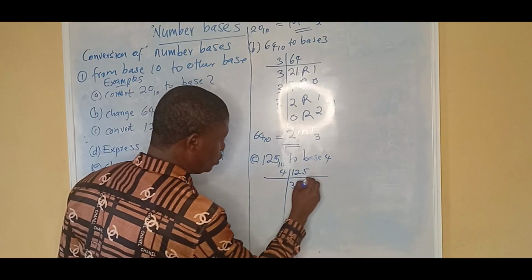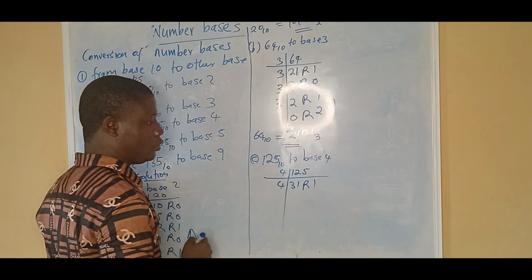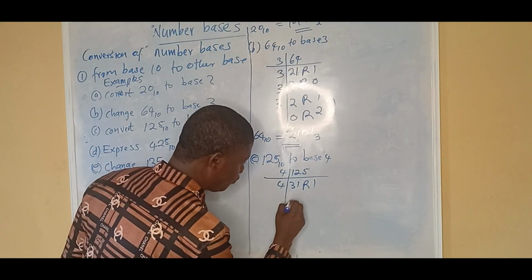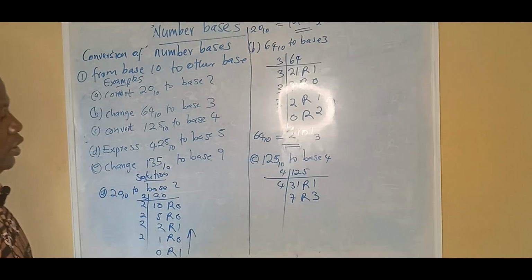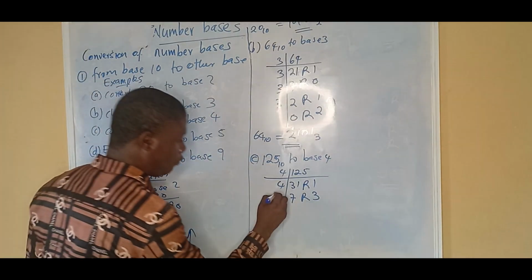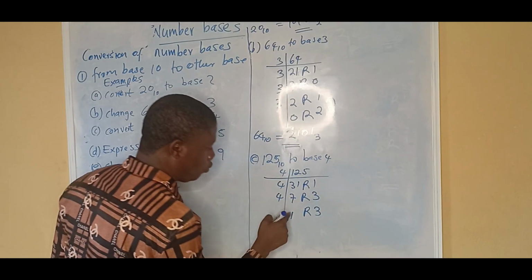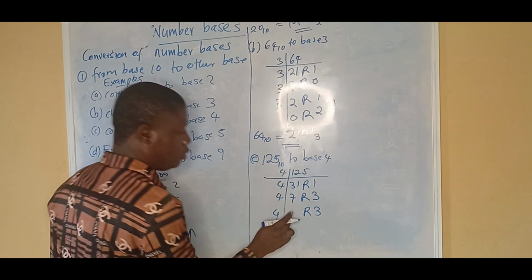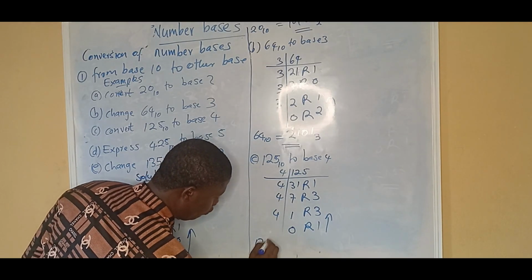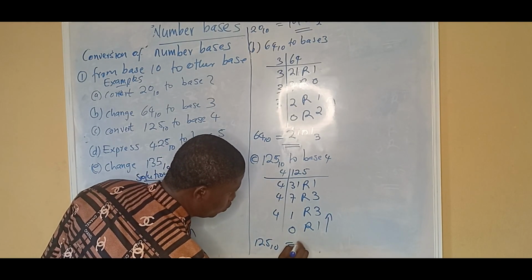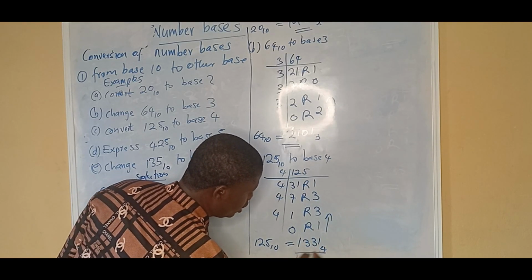31, remainder 1. 31 divided by 4 will give us 7, remainder 3. 7 divided by 4 will give us 1, remainder 3. 1 divided by 4 will give us 0, remainder 1. So we count upward. That means that our 125 in base 10 is equal to 1331 in base 4. So this is our answer.